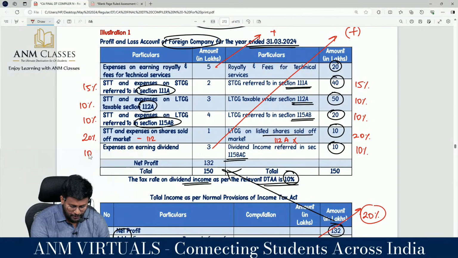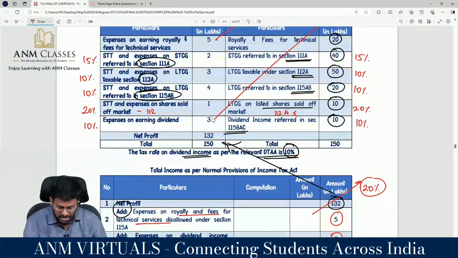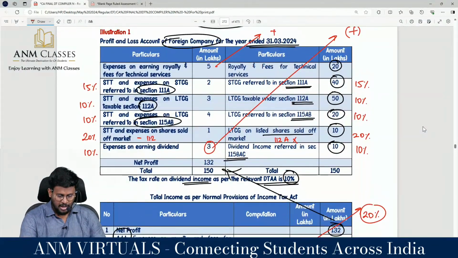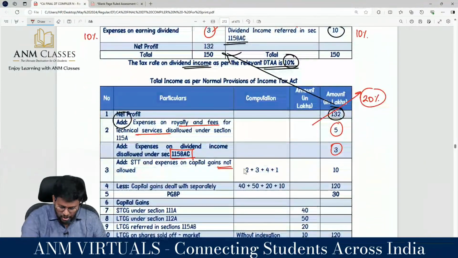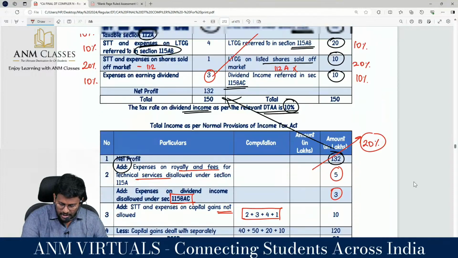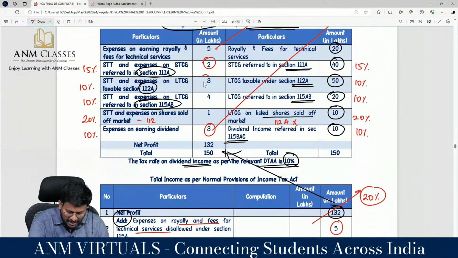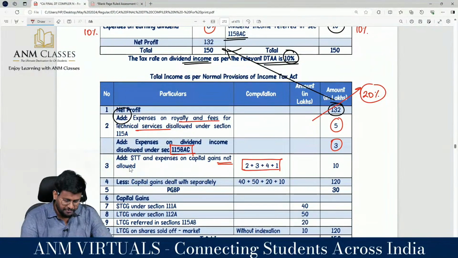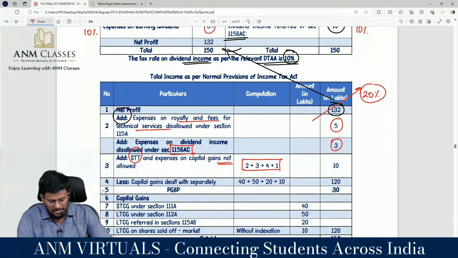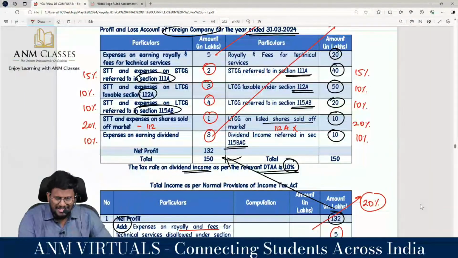Expense on earning dividend, this is going to be 10%. This 3 lakh we have already added back. Now this STCG is 15%, so that 2 lakh, then sir, this 3 lakh, then 4 lakh and 1 lakh. So these are the total STT, security transaction tax. Expense on capital gain not allowed, because I am calculating the MAT.